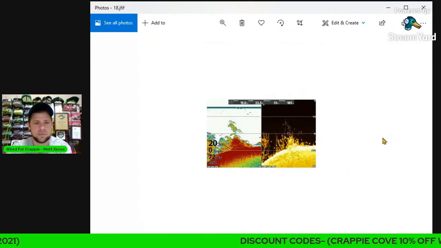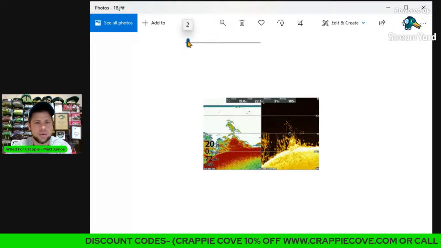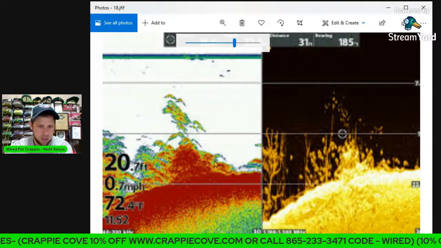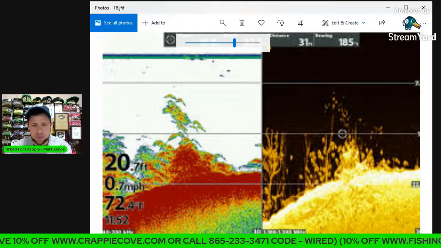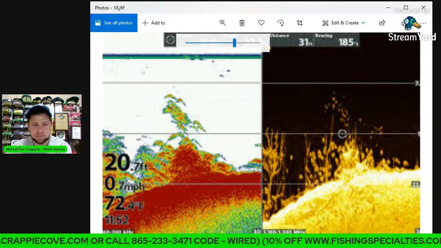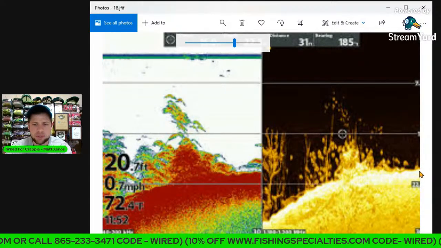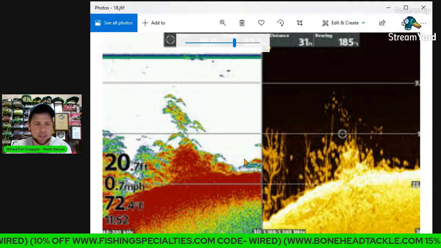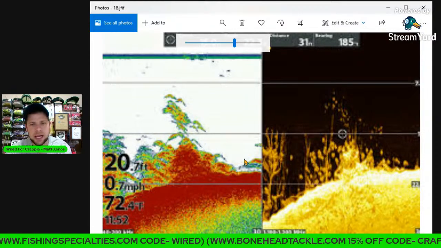All right, here's another standard sonar next to down imaging. This is Humminbird. So you can see this is a hump, or not a hump, but a ledge. Okay. So you got a ledge right here coming from deep water to shallows the way they were coming. This is not my unit. This one I pulled offline.